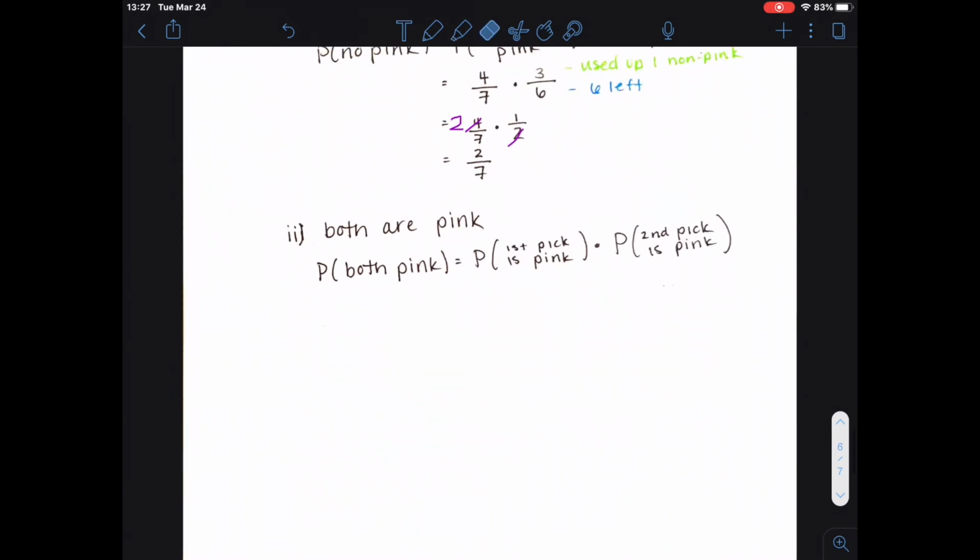So the probability the first pick is pink is still 3 out of 7. But for the second pick, you have 1 less pink card, and 1 less card overall, okay? So 1 pink is gone, and you only have 6 left. So 2 out of 6 is still 1 over 3. The 3's cancel, and you have a 1 in 7 chance that both envelopes are pink.